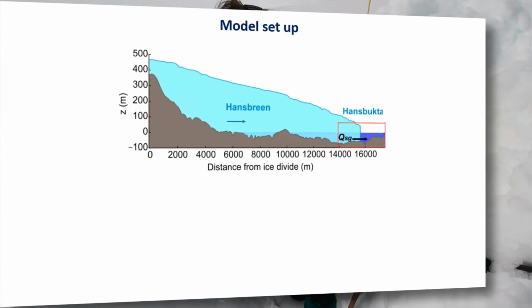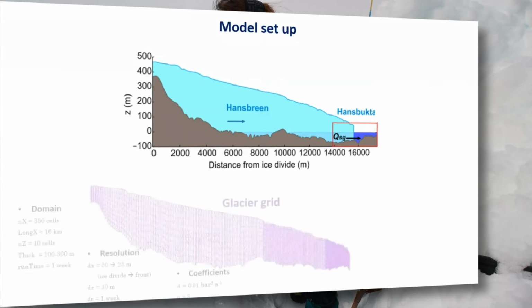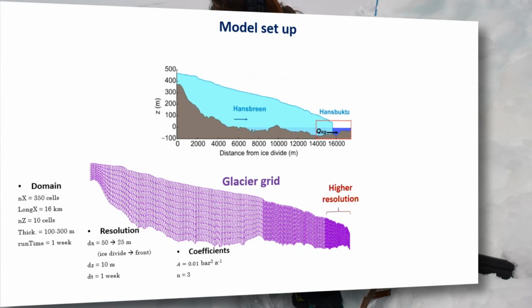Here is the scale of our Hansbreen-Hansbukta system in 2 dimensions. Let's see the setup for each component. The glacier domain is divided into a rectangular mesh with 10 vertical levels and a horizontal grid resolution increasing from 50 meters in the upper glacier up to 25 meters close to the front. The time step for the glacier component is 1 week.